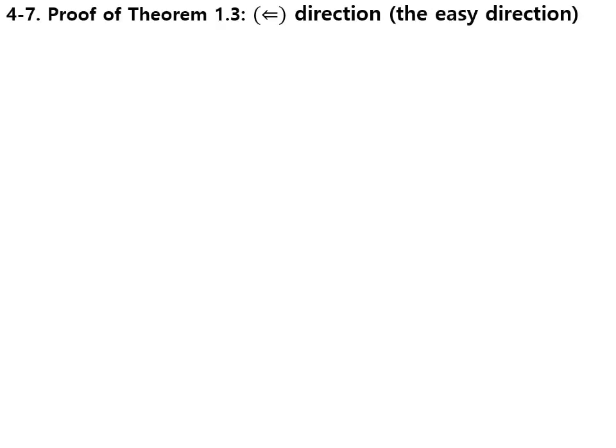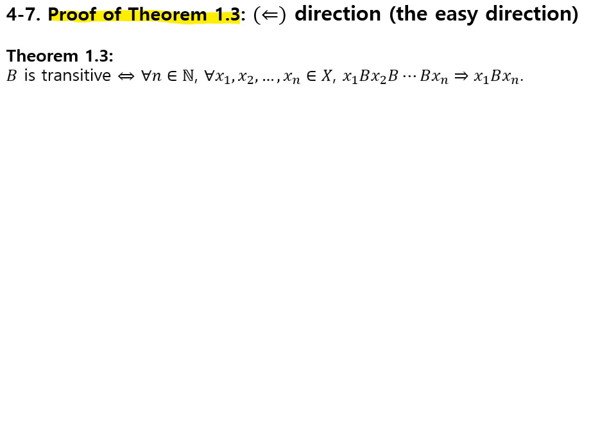Okay, so now among them, let us prove Theorem 1.3. And again, Theorem 1.3 states the following. A binary relation is transitive if and only if for all natural number n and for any n arbitrarily chosen elements in X.